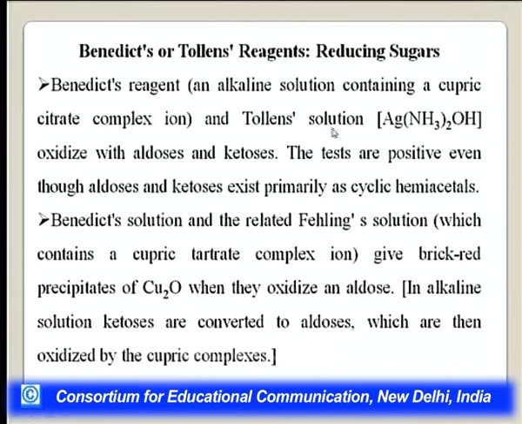These oxidizing agents oxidize aldoses and ketoses, and the tests are positive even though aldoses and ketoses exist primarily as cyclic hemiacetals. We know that aldoses and ketoses exist as cyclic hemiacetals, not always in the open chain structure. Benedict solution and the related Fehling solution, which contains a cupric tartrate complex, give a brick red precipitate of copper oxide when they oxidize an aldose. In alkaline solution ketoses are converted to aldoses, which are then oxidized by the cupric complexes.